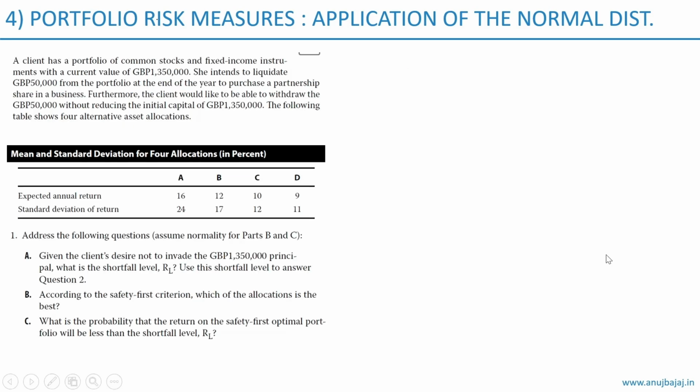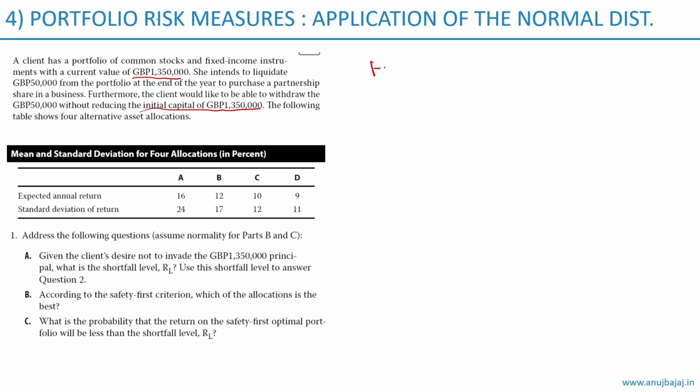So let us look at the following question. A client has a portfolio of common stocks and fixed income instruments with a current value of 1.35 million pounds. She intends to liquidate or withdraw 50,000 from the portfolio at the end of the year to purchase a partnership share in a business. Furthermore, the client would like to be able to withdraw the 50,000 pounds without reducing the initial capital of 1.35 million pounds.